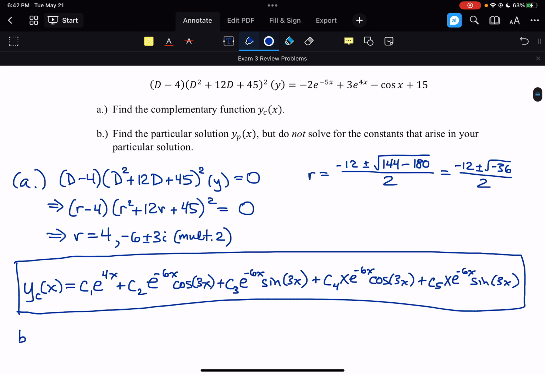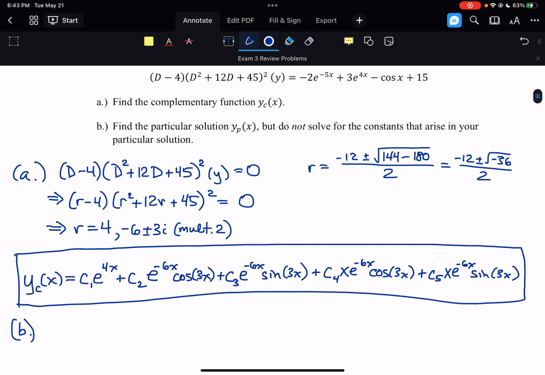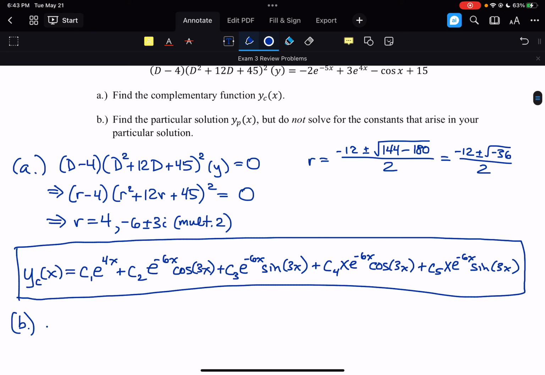For part B, for the particular solution, we're trying to solve the non-homogeneous piece. So the non-homogeneous portion of this differential equation, we're finding one particular solution to it. So we need to determine the annihilators that we can use. In this case, this one does have proper form to use annihilators.